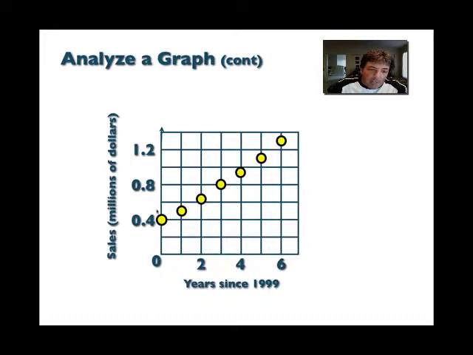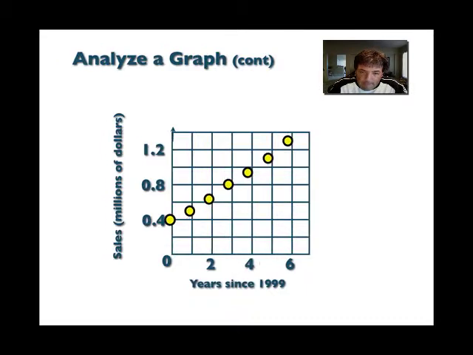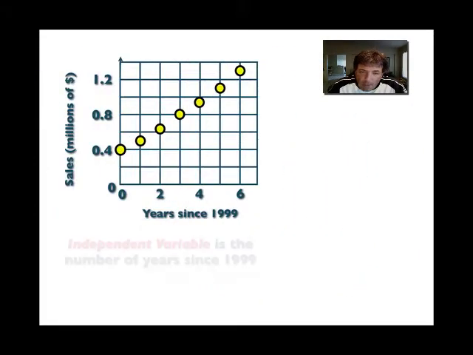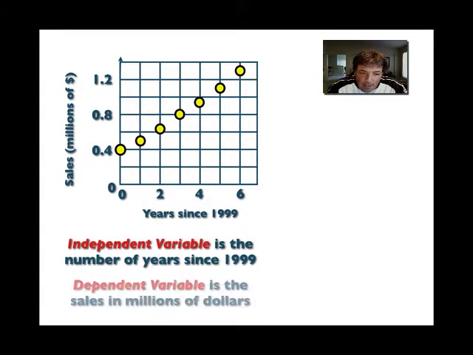Now on the left-hand side, when you're reading the graph, this is $0.4 million, or $400,000, $800,000, $1.2 million. So if we take a look at this, and if you remember from the last section, the independent variable are the input numbers. So the independent variable this time are the years since 1999. The dependent variable are the dollars that we're selling, the sales. And there we have that there.